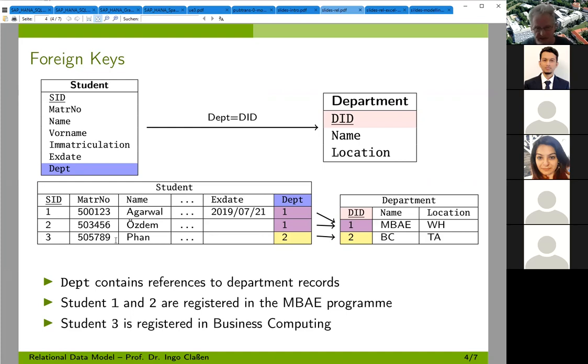And if you look at my slide, I now have provided the structural representation as well as the tabular representation here on one slide, because it helps us to discuss the concept. So first of all, taking a look here at the structural representation on the top of the slide, I have added a further column here within the student table. I've called it dept.